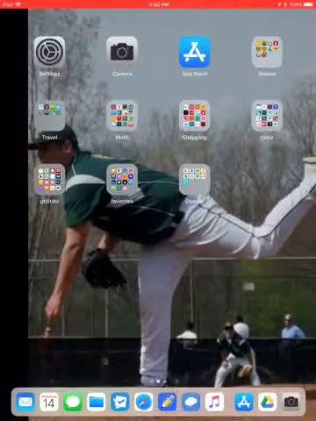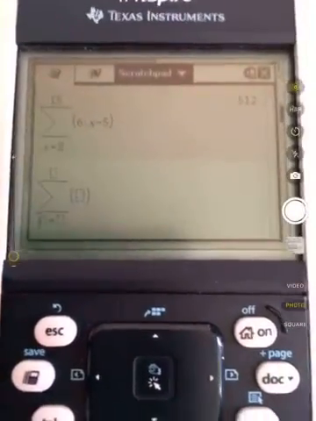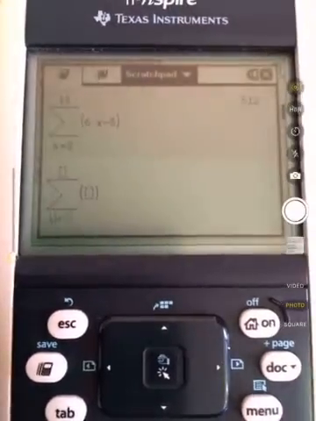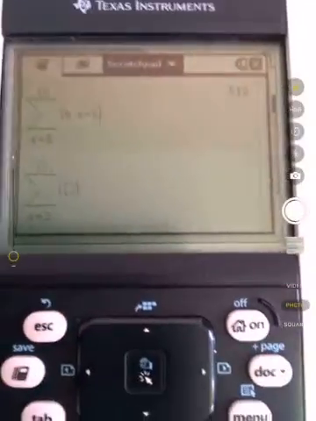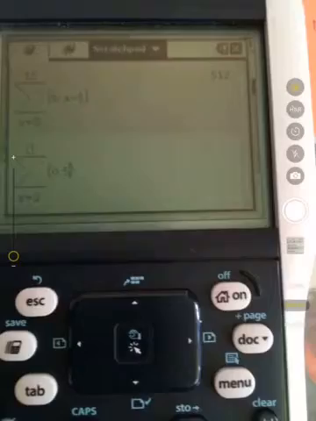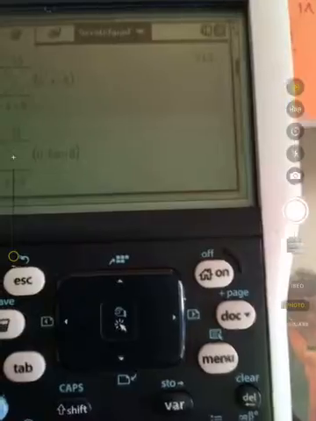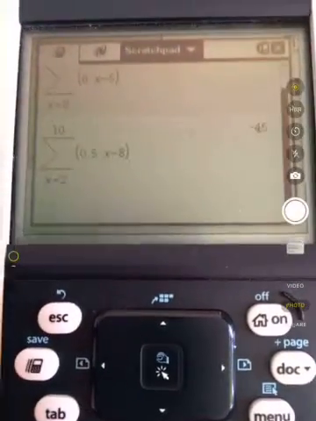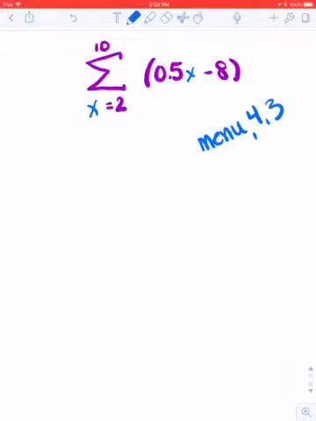So let's see if I can get my calculator. So with my calculator, I'm going to do menu 4-3 and get that up there. On the bottom, I'm going to have to do X and 2. And if I move over, it's going to be 0.5x minus 8. And if I move up, I'm going to get 10 there. So if I hit enter, that's going to be negative 45. So I know this is going to equal negative 45.